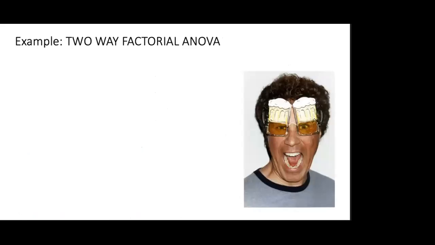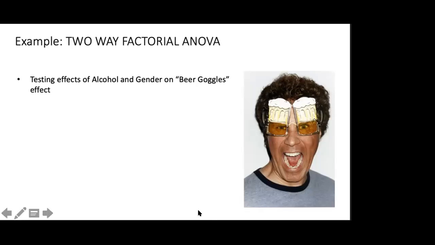Okay, so let's go over a concrete numeric example. That's an example for a two-way factorial ANOVA. It tests the effects of alcohol, the first independent variable, so first factor, and gender on the beer goggles effect. That means how the perceived attractiveness of other people changes depending on how much alcohol you have consumed and what your gender is.